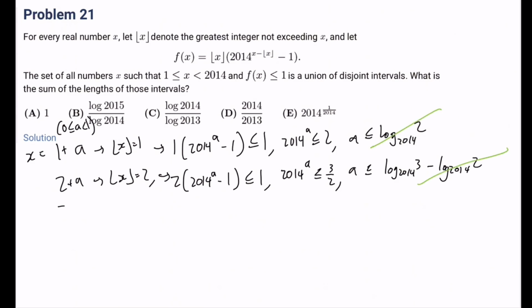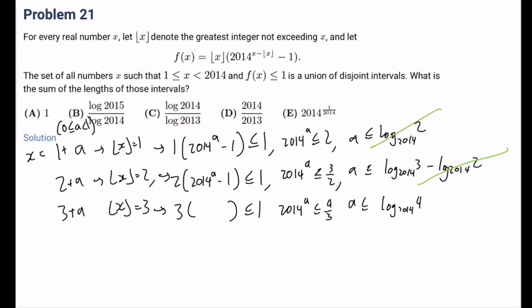So let's try 3 plus a. The floor of x is 3. This is going to give us 3 times the same thing is less than or equal to 1. So that means 2014 to the a is less than or equal to 4 over 3. And yes, it is the same, because a is less than or equal to log base 2014 of 4 minus log base 2014 of 3. So we can see that these are also going to be cancelled.